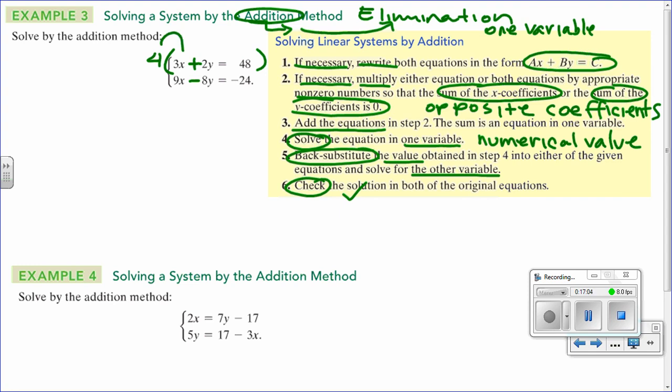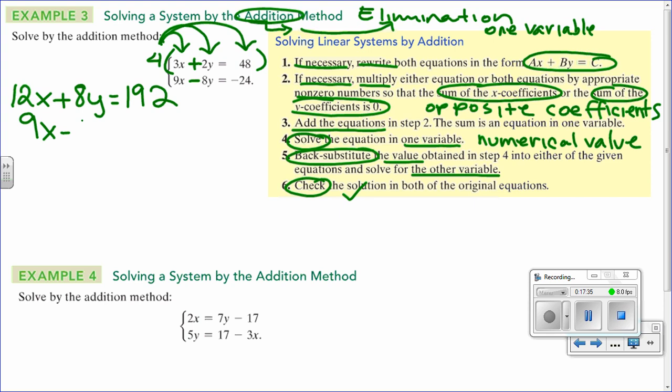When you multiply, you need to make sure you distribute that number. If we do that, we will get 12x plus 8y equal to 192. And then on the bottom, equation number 2 will stay the same, so it's 9x minus 8y equal to negative 24. So this was step number 2.